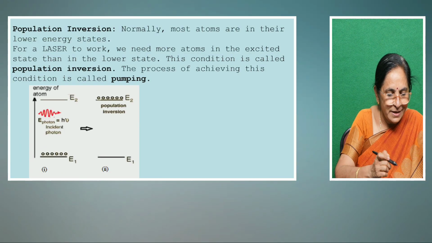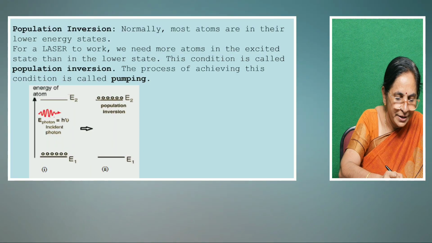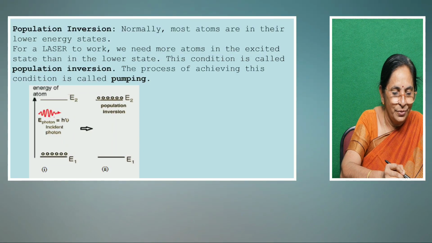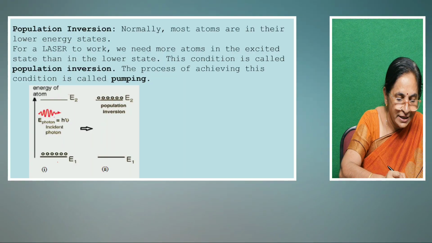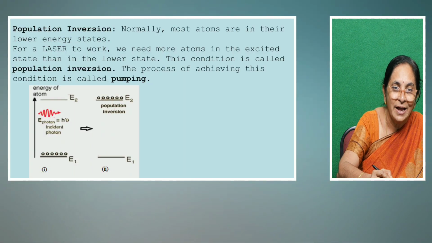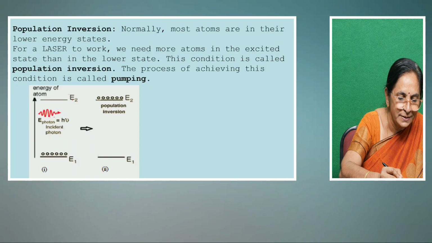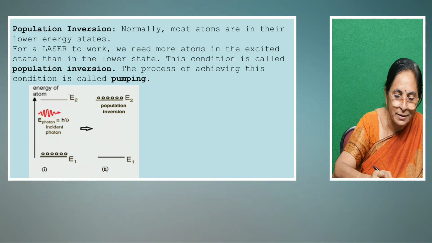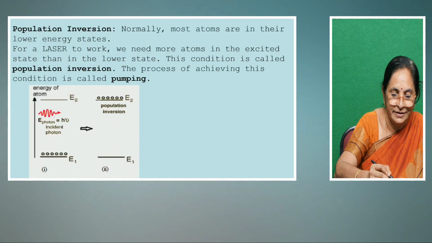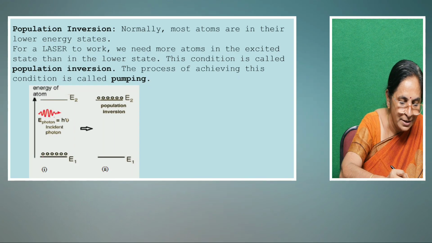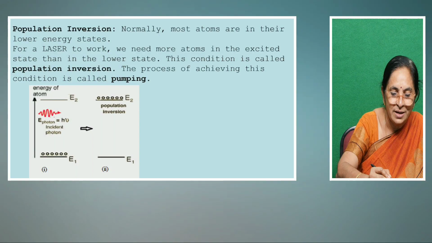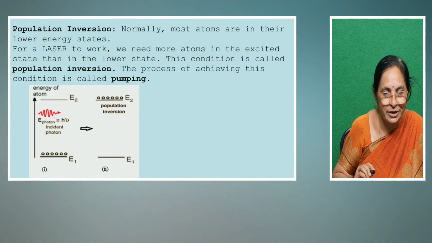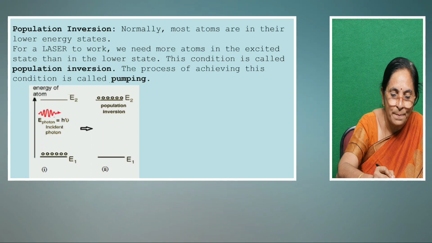You can see in the first picture, atoms are in the ground state. Now, the incident photon interacts with the atoms in the ground state, so the atoms are getting transferred to the higher energy level. This is the first process, because of the interaction of the photon with the atoms in the ground state. Now, the second process is coming. Atoms are taken to the higher energy level. This process of transferring the atoms from the ground state to the higher energy level is called population inversion, and this process is called pumping.